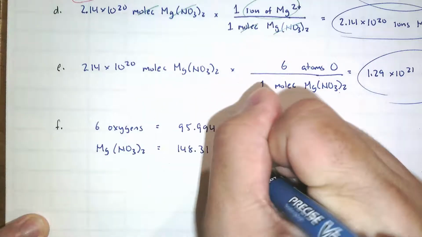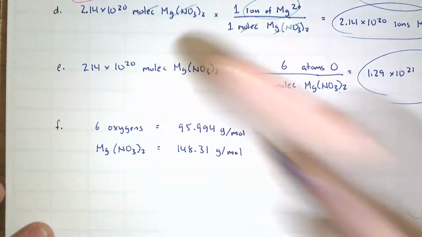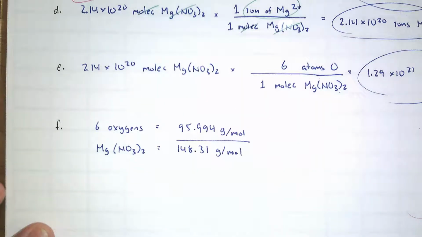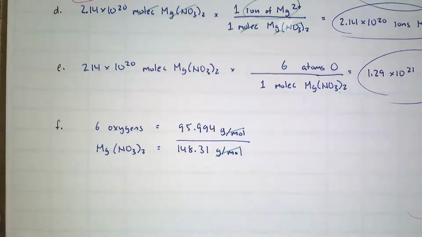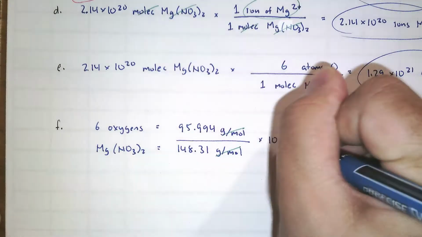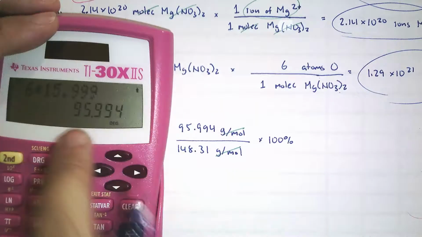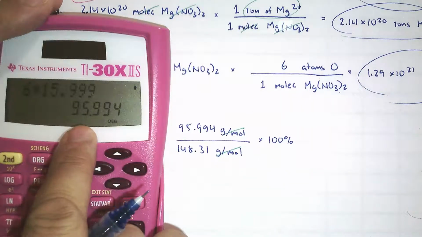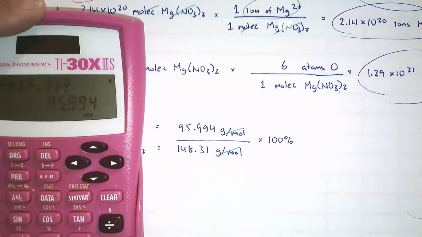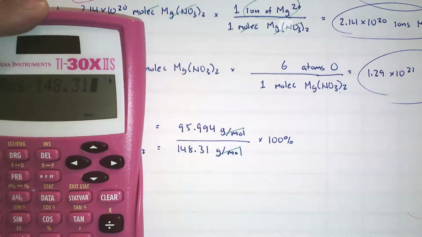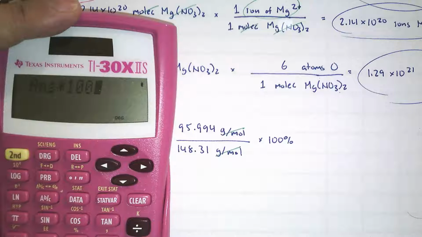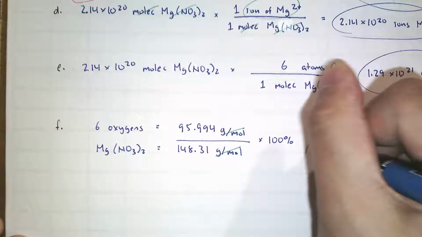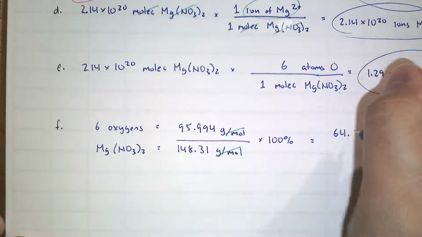148.31 grams per mole. You see how if I put the units as grams per mole, those cancel out. Grams per mole over grams per mole cancel out. And to get the unit as a percentage, you multiply this by 100%. It just worked out that every time I did a problem, this number was saved from the previous problem. 95.994 divided by 148.31 times 100. It has to be less than 100%. And in this case, it is 64.7%.